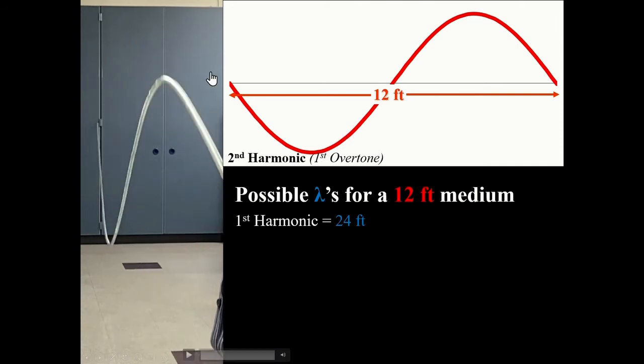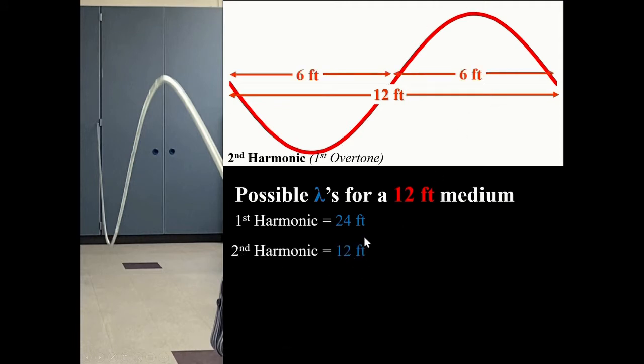Well, we can see that a whole wave is 12 feet, but it's better to keep track of half wavelengths. The first one was half a wavelength equaling 12 feet. Now we fit two halves in there. So 12 into two equal parts, each half is 6 feet. And if half a wavelength is 6 feet, then clearly the whole thing is 12 feet.